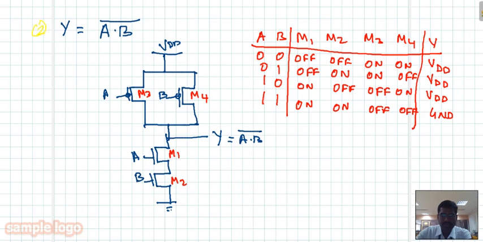So next we are going to discuss the three input CMOS circuit. The third one: Y equal to (A plus B) into C. So in this problem we have both the OR operation and the dot operation. So we know that if it is OR then we ought to put NMOS transistors in parallel.